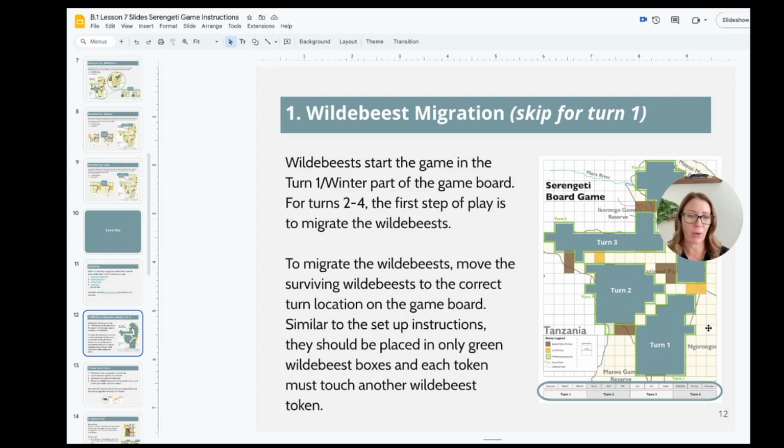Oh, here's the migration. It shows you where the turns are. Let me move my head again. So turn 1, turn 2, turn 3, turn 4. So when they're done with turn 1 with you, then they're going to go do turn 2 on their own, turn 3, and turn 4.